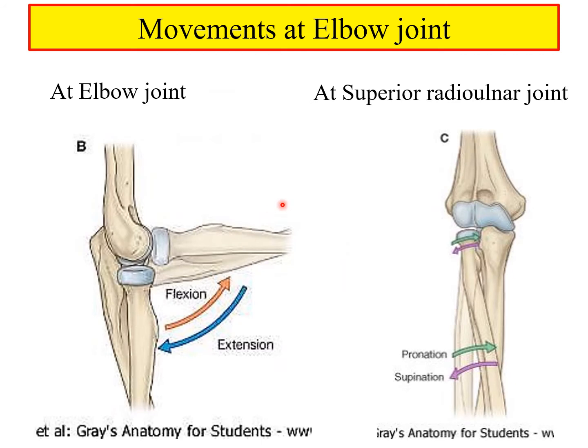The movements around the elbow joint, as we have seen, at the elbow joint two movements are taking place because it is a hinge type of joint. Only two movements can take place: flexion and extension, and the axis of movement is horizontal. While in the superior radioulnar joint, the axis of movement is vertical and rotatory movements are taking place, and these movements are known as supination and pronation.